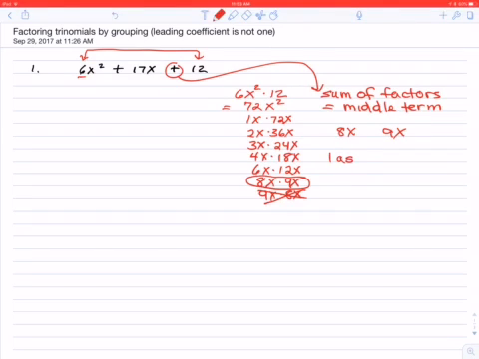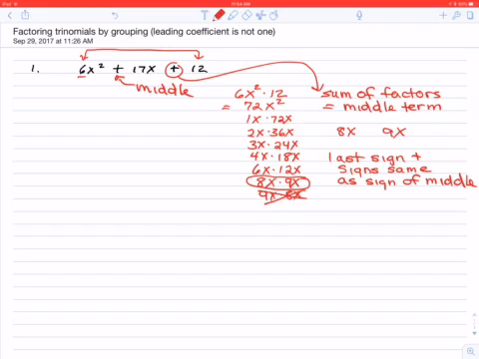Remember, if the last sign is positive, the signs will both be the same as whatever the sign of the middle term is. Well, the middle term sign is positive. So both of these factors will have a sign of positive.